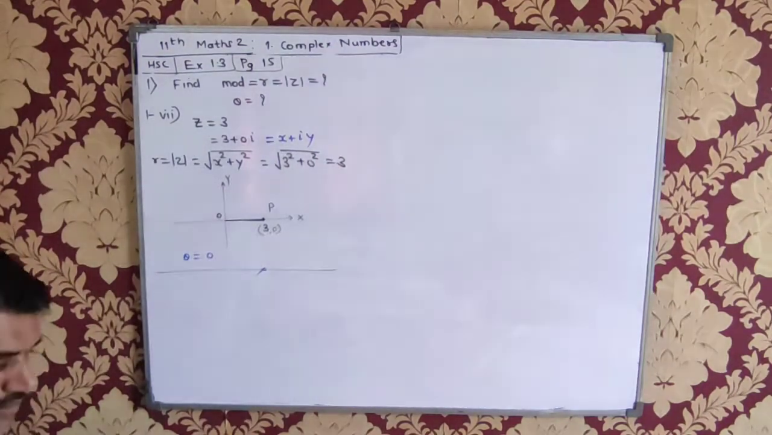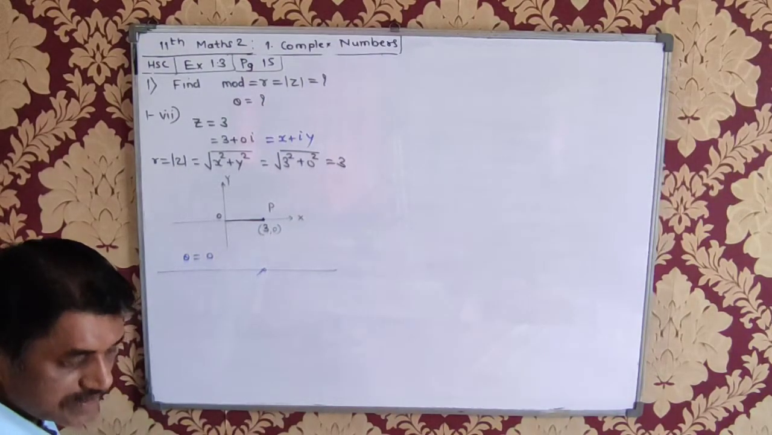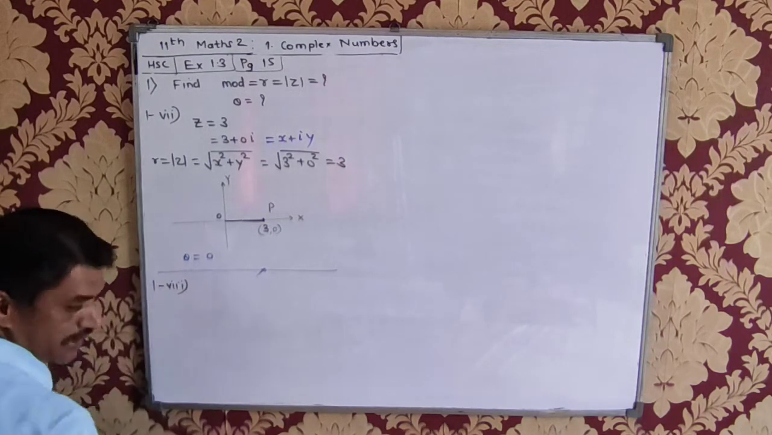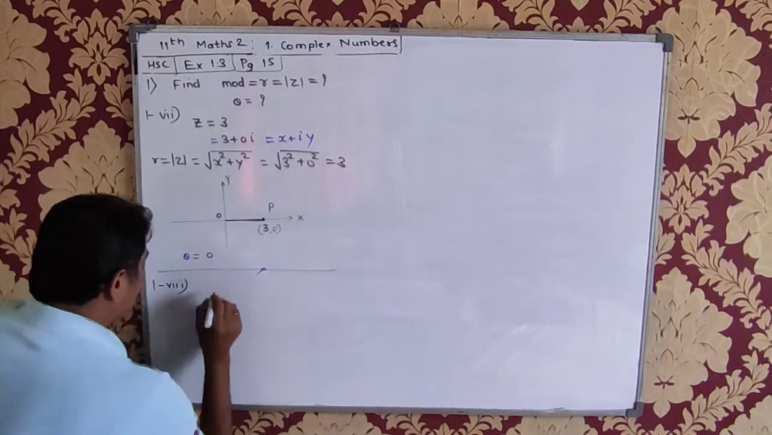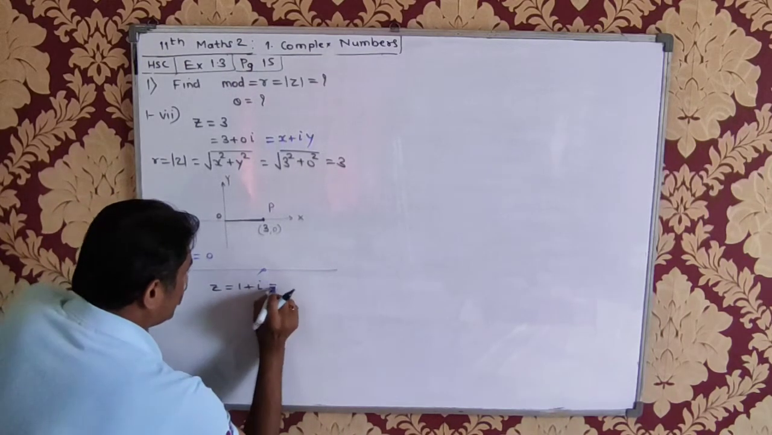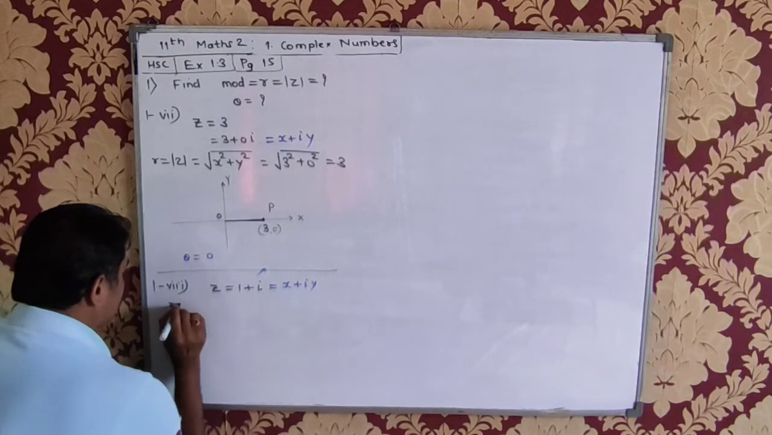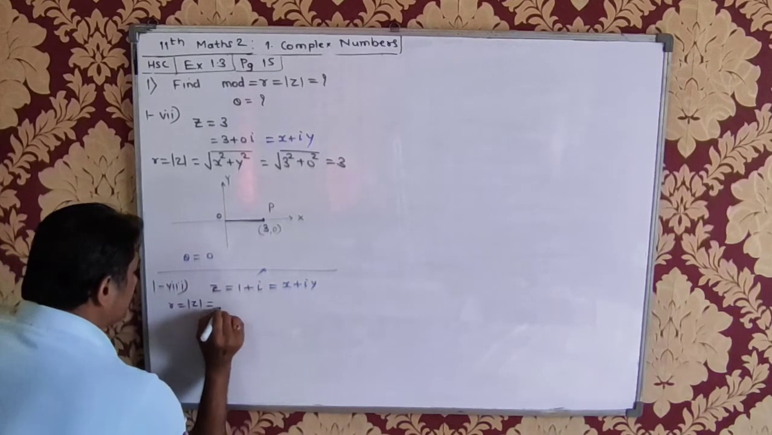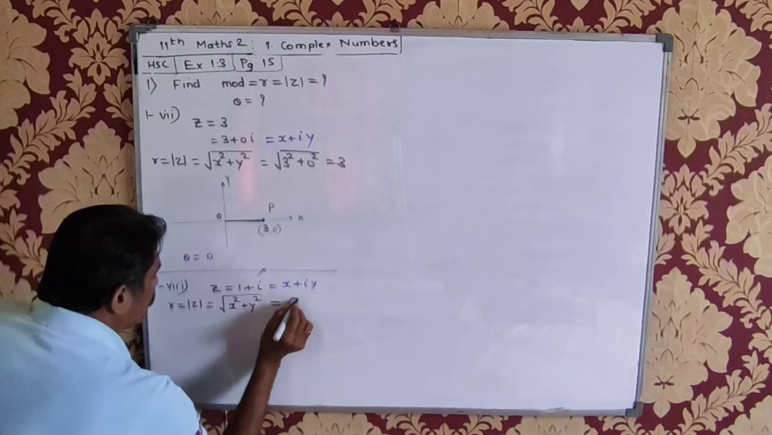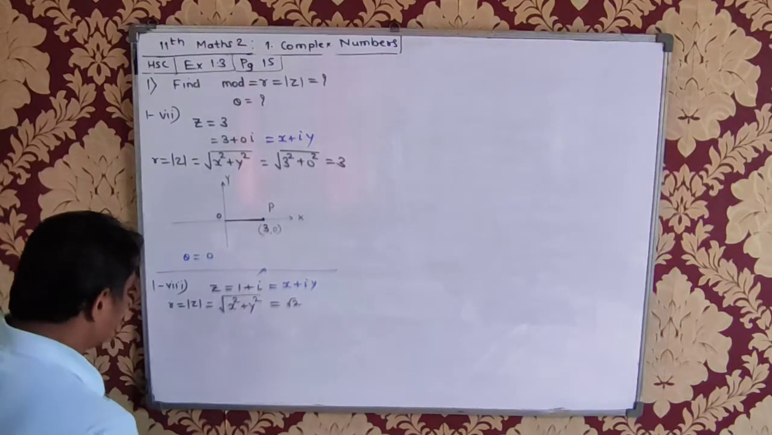Question number 8, subpart 8. What is given? Z is equal to 1 plus i, which is x plus iy. So r is equal to mod of z, which is the square root of x square plus y square. That is equal to root 2.